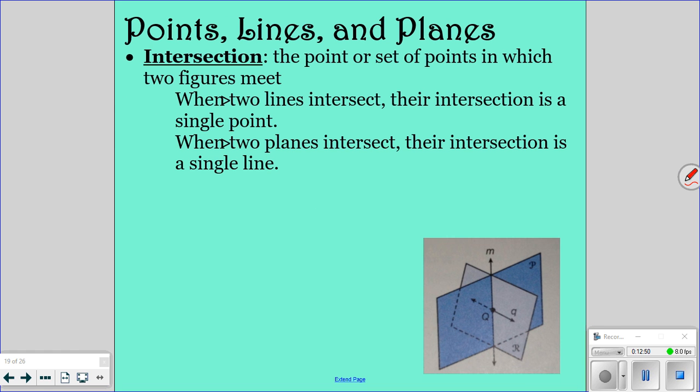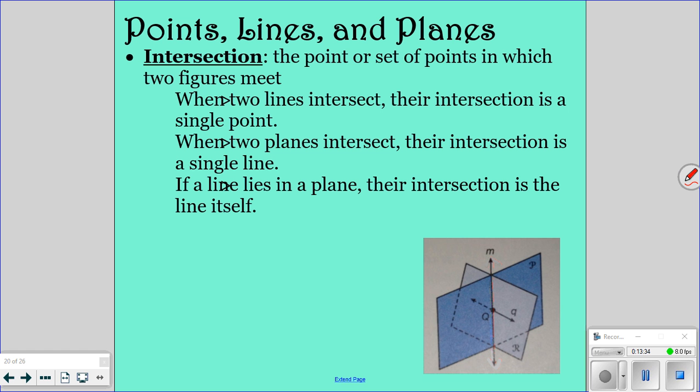When 2 planes intersect, their intersection is a single line. Do y'all see here, we have this dark blue plane, and then here we have this lighter blue plane. They intersect at line M. That's the only place that they touch. If you take your hands and put them together, your hands are going to intersect at one spot, one line, just like 2 planes. If you look at the wall and the floor, they intersect in one spot, at the corner down by the floor. The wall and the floor intersect at that line at the bottom. It's just a single line. That's the only place that they touch.